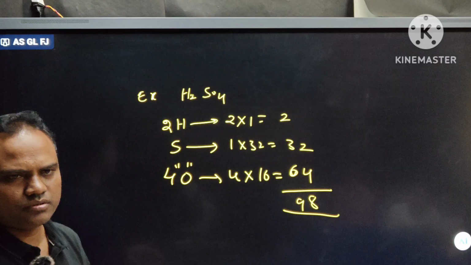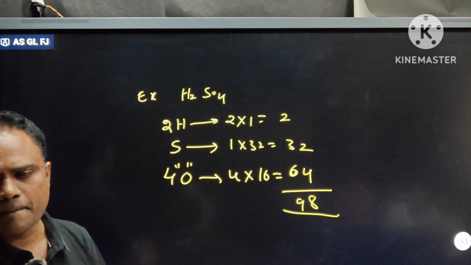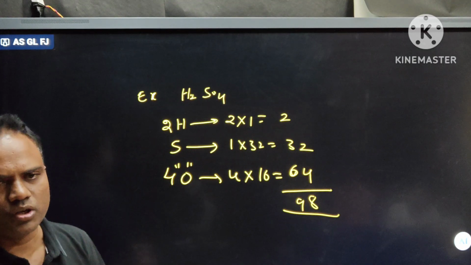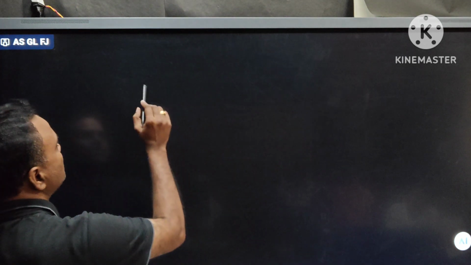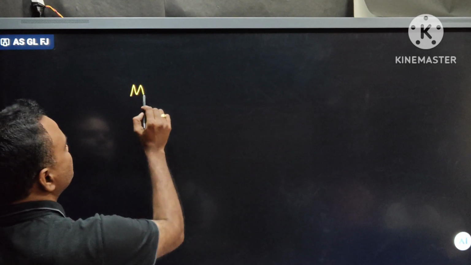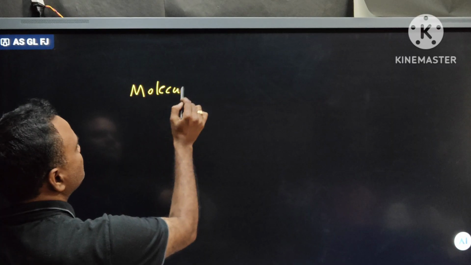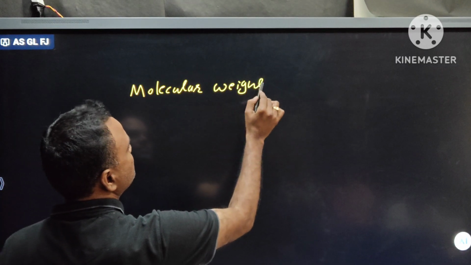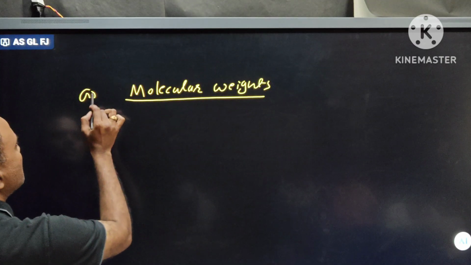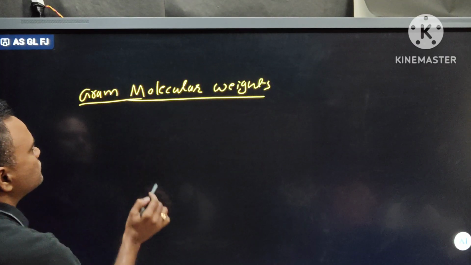Now I will give you 10 important molecules and their molecular weights. Note them down directly. Important molecules and their gram molecular weights.